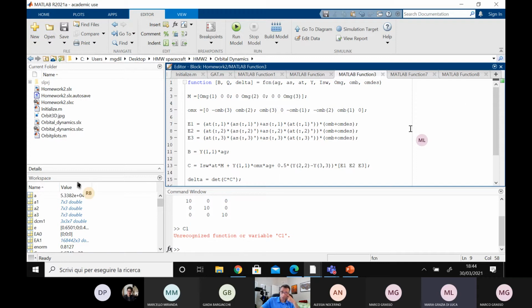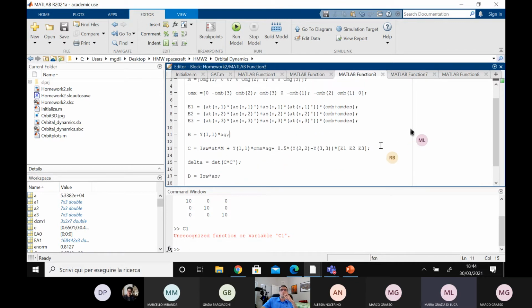Yeah, okay. Then D is the other one that should be relatively simple to put together. What is D? Here. And then C. C is really the monster here.